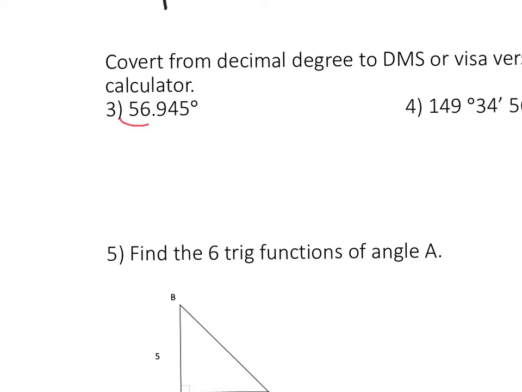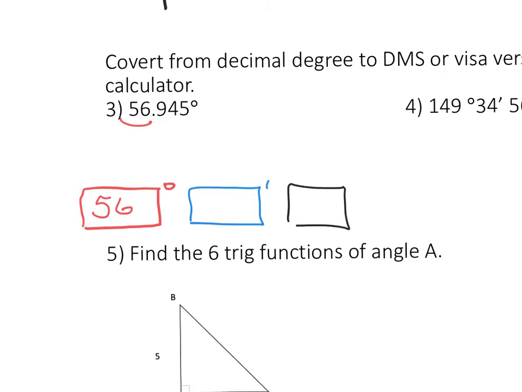So the degrees stay the same. They're the whole number portion. So I can see that 56 degrees, and they're going to have a little box with a little degree symbol. So in there, you're going to type the 56. Then it's going to have another box that's going to let you write the minutes in it. And then it'll have another box where you're going to write the seconds in it.